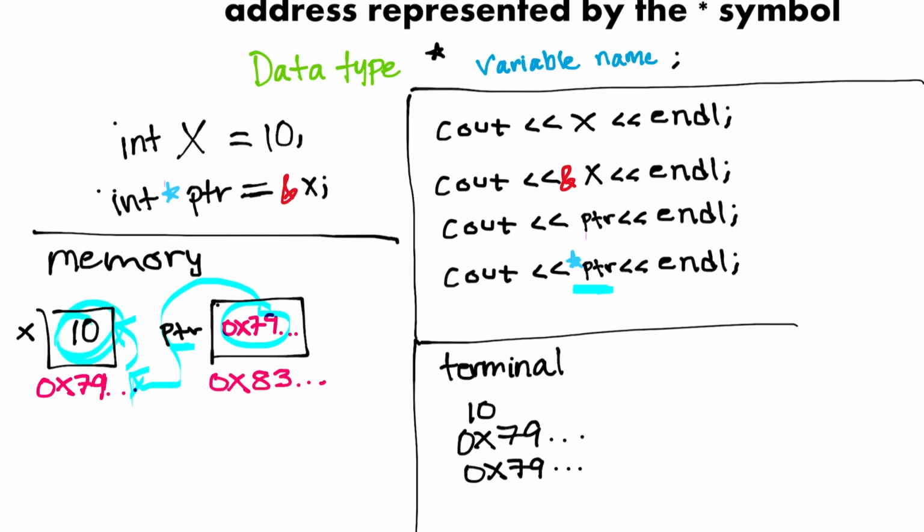And I know that sounds tricky, but I hope that this little diagram can help explain things a bit further. So now if we wanted to print these out in the terminal screen, we would see that cout asterisk PTR actually gives us 10. When we dereference PTR, we're getting the contents that's being held at the memory address that we are pointing to.